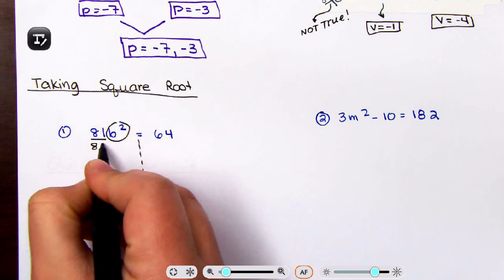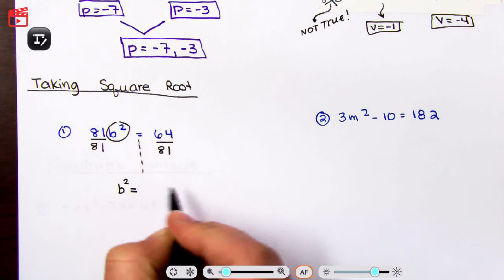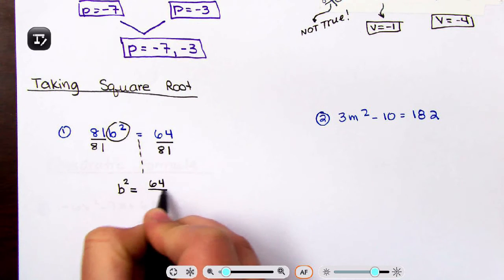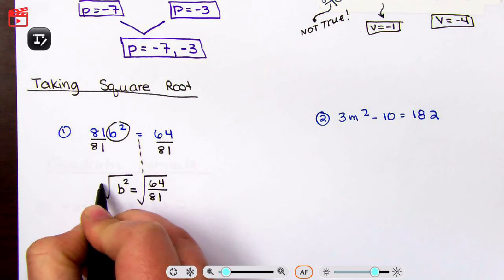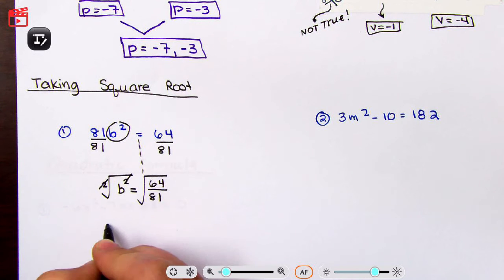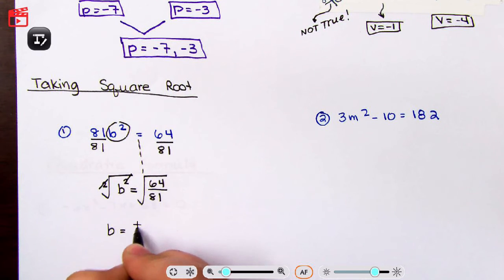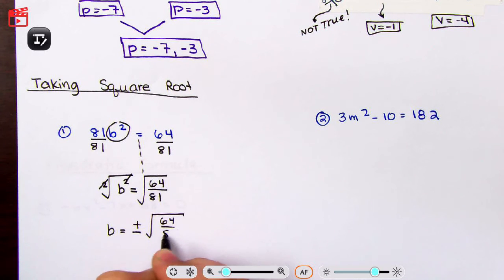Let's go ahead and get b squared by itself. So I'm going to divide by 81. b squared is now equal to 64 divided by 81. I'm going to take the square root of both sides. Remember, there's a small little 2 here as my index. This 2 and this 2, they go away. b is then equal to plus or minus, always, the square root of 64 over 81.